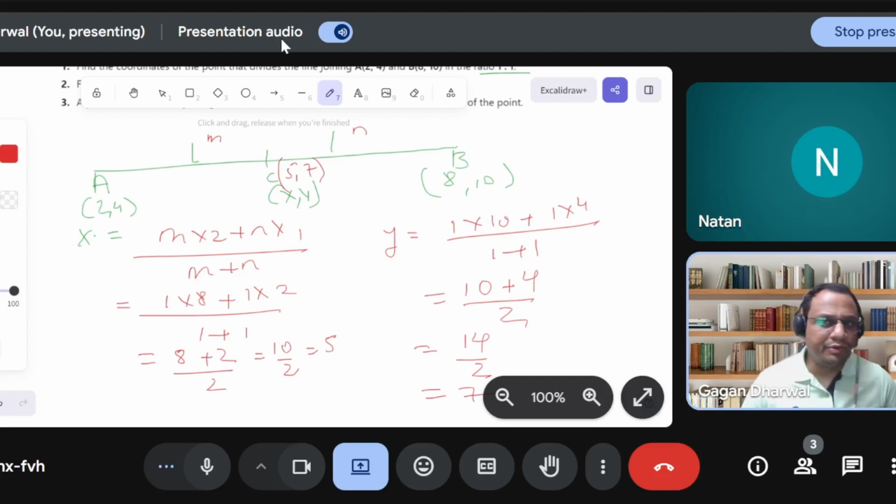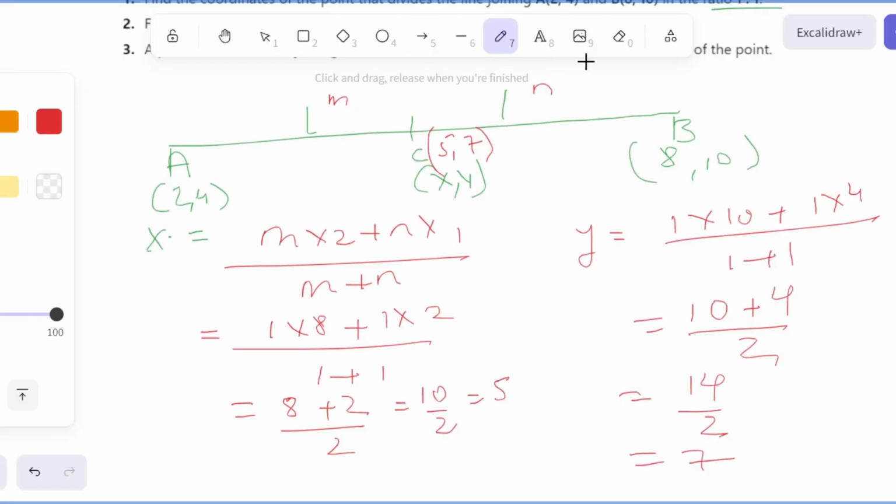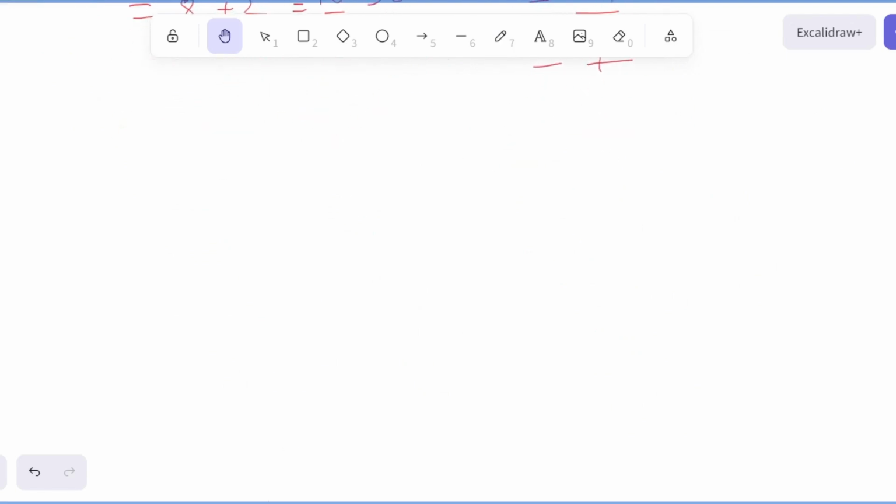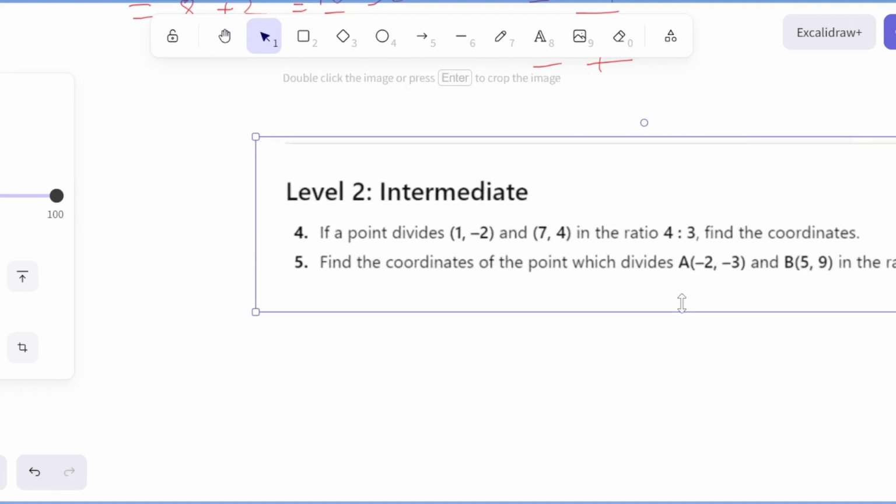Okay, let's do one more. We'll do one where any one coordinate is not given. Yeah, I think this question will be good. Let's see. The rest of the questions we can do later, or you can try doing them at home as homework. Okay.